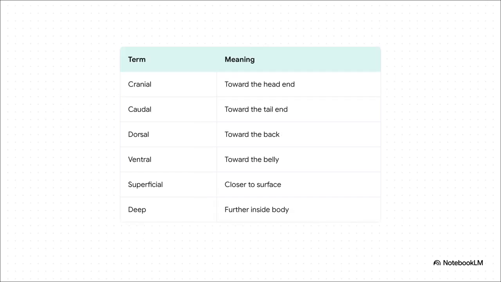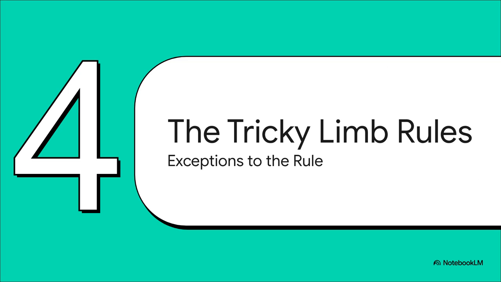Now, for the main part of the body, the trunk, cranial means you're heading toward the head, and caudal means you're going toward the tail. Dorsal is the back surface where the spine is, and ventral is the belly side. We can also talk about depth, too. Superficial means it's just close to the skin, while deep means it's deeper inside the body. And now, the limbs. This is where things get really interesting. See, most of the rules we just learned still apply, but the limbs have a couple of really specific exceptions that you just gotta know.